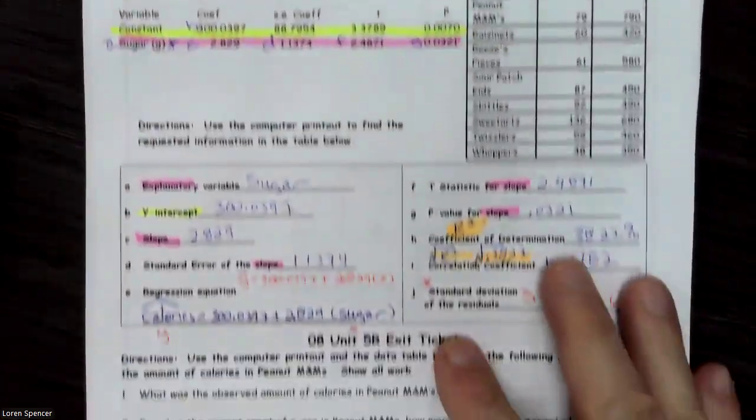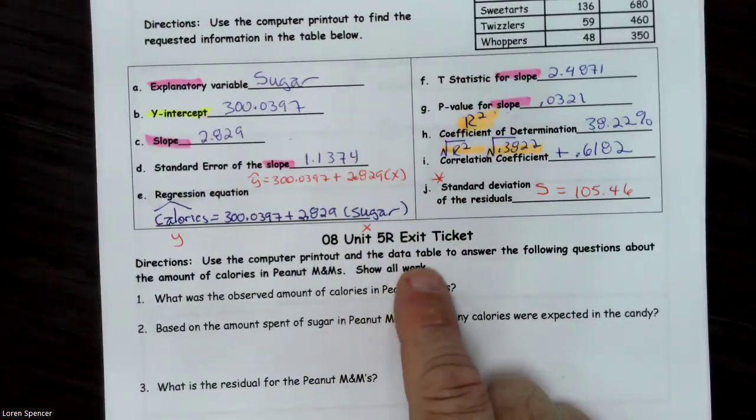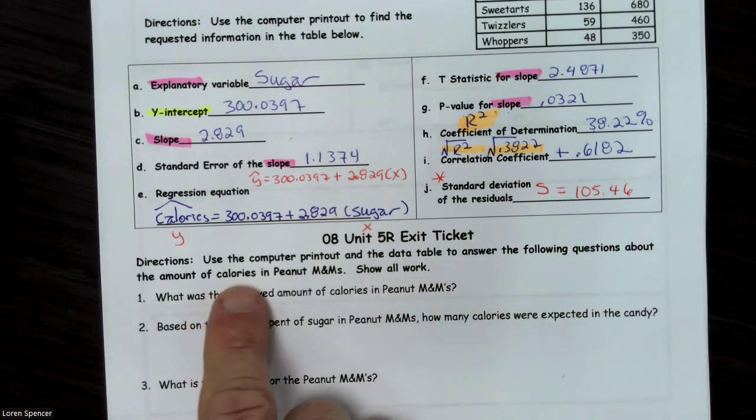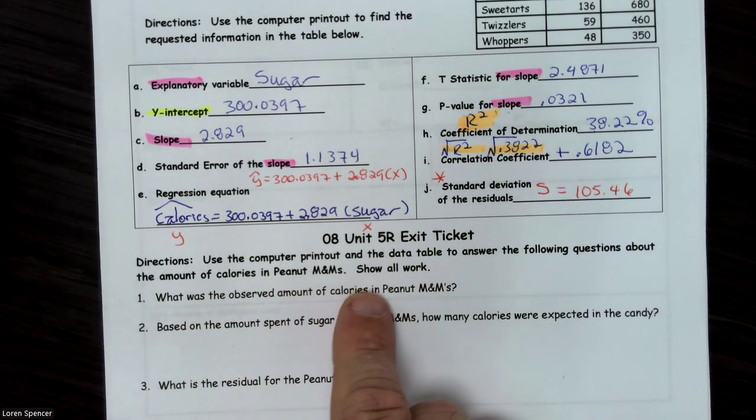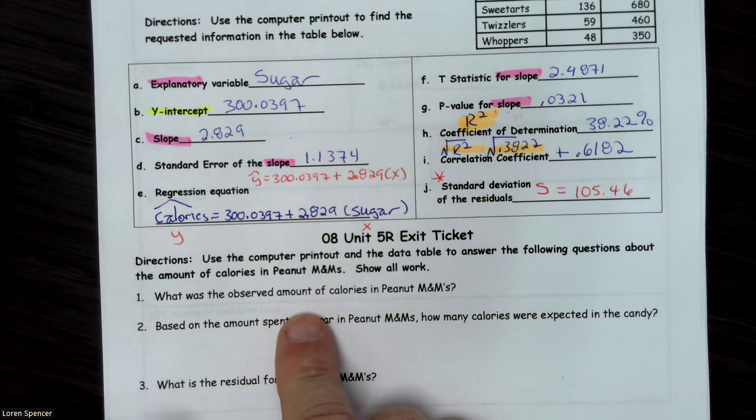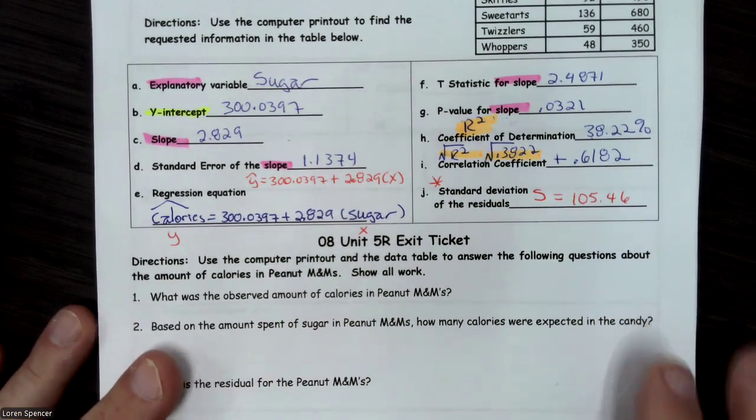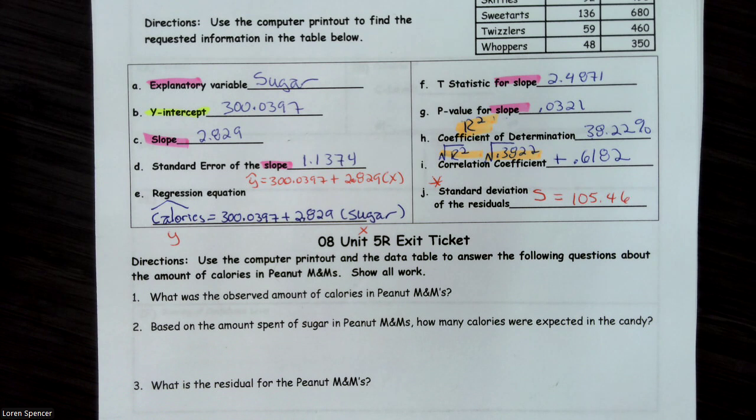This is an exit ticket on the suite. It says use a computer printout and the data to answer the following questions about the amount of calories in peanut M&Ms. Show all the work. So, what was the observed amount of calories in peanut M&Ms?